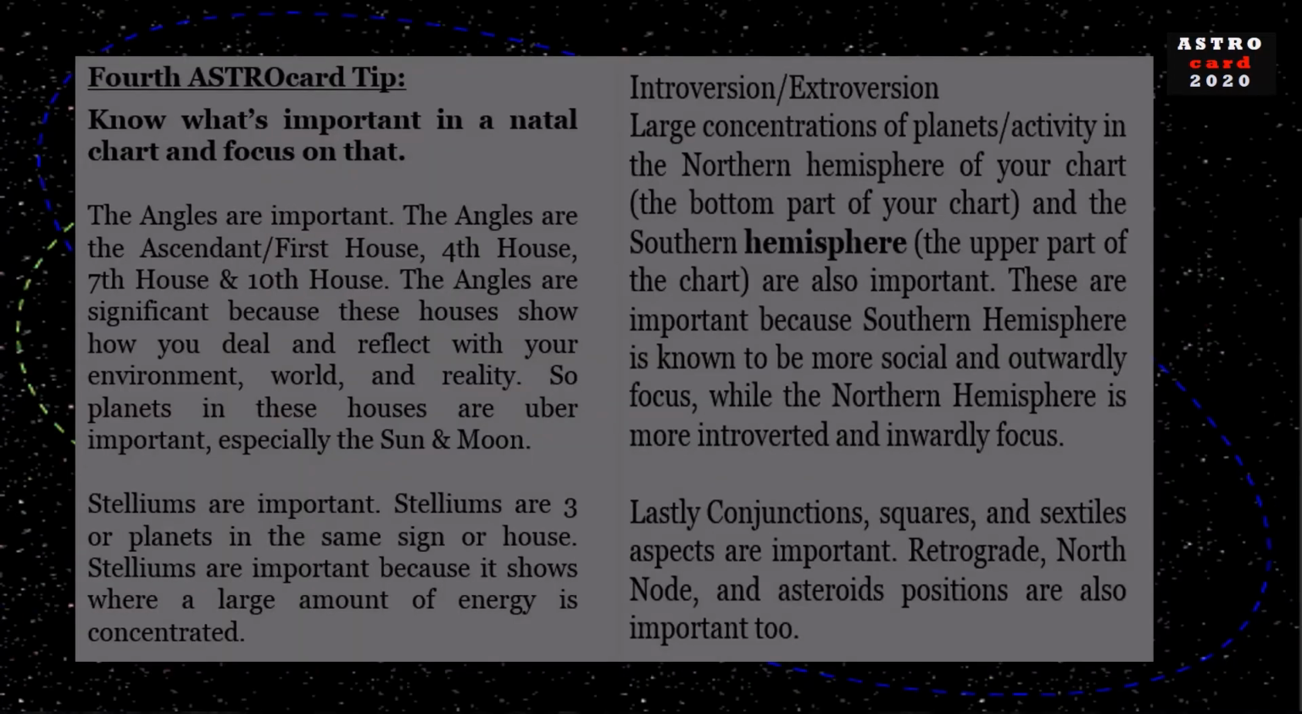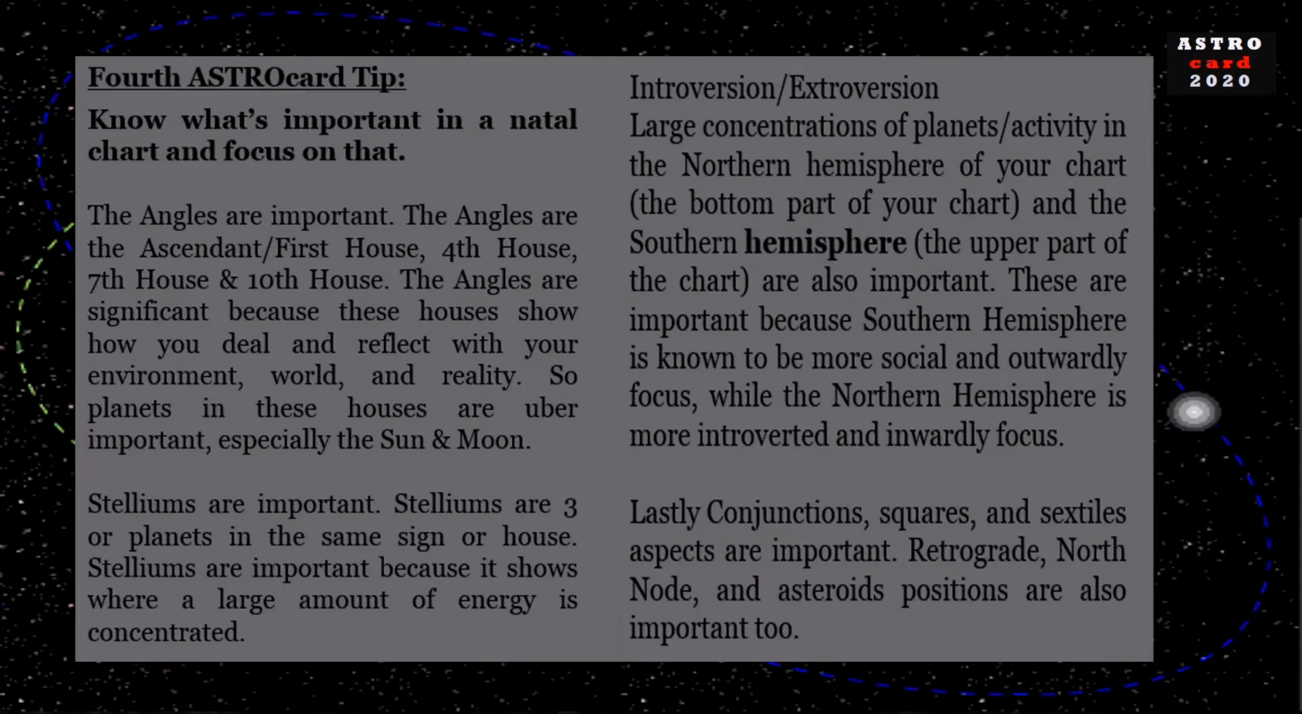Fourth ASTROcard tip, know what's important in a natal chart and focus on that. The angles are important. The angles are the ascendant, aka the first house, the fourth house, aka the IC, the seventh house, also known as the descendant, and the 10th house, which is also known as midheaven, MC also.